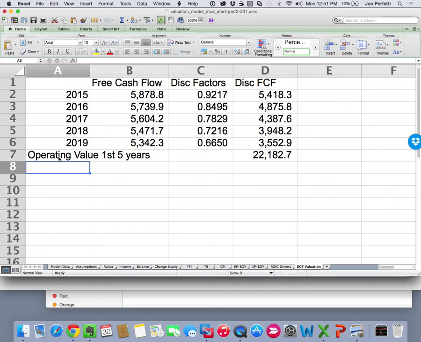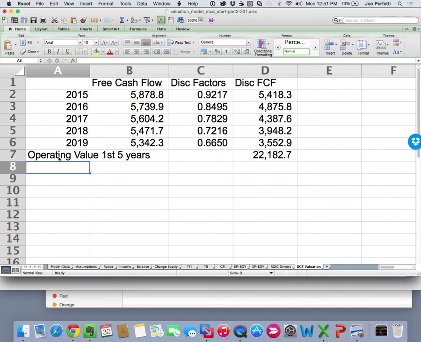So what we're saying is, if those free cash flows come true, then McDonald's is going to generate $22 billion and change of value in present value terms, selling burgers in its stores for the first 5 years. That's what we've basically done.